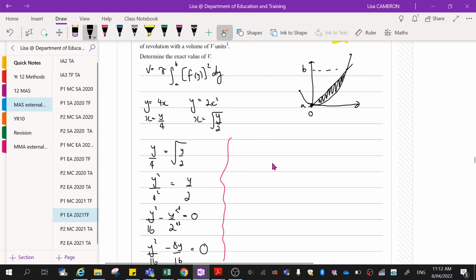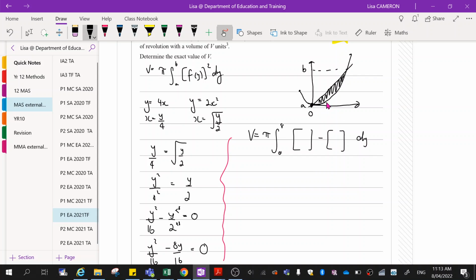Okay, so here's what I've got so far. Volume is going to be equal to pi integrate between 0 and 8. Now, remember, this is going to be composite shapes, so I'm going to have the big function minus the little function.